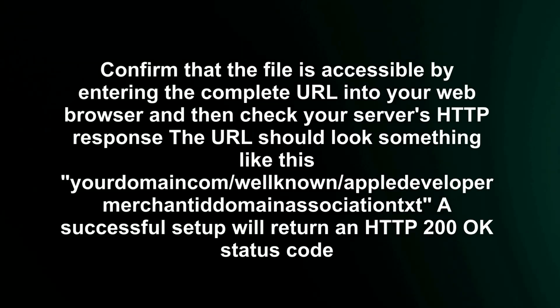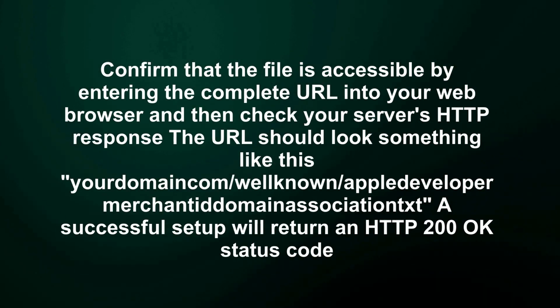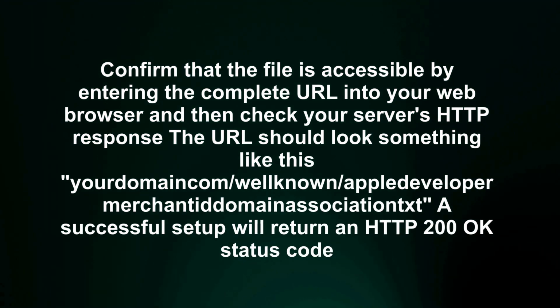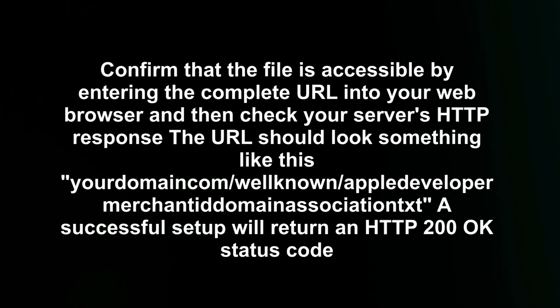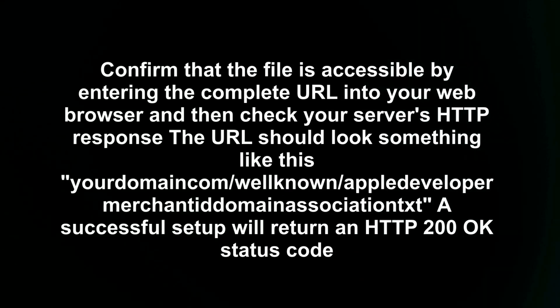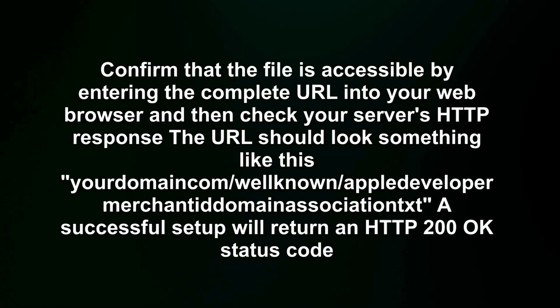Confirm that the file is accessible by entering the complete URL into your web browser and then check your server's HTTP response. The URL should look something like this: yourdomain.com/.well-known/apple-developer-merchantid-domain-association.txt. A successful setup will return an HTTP 200 OK status code.